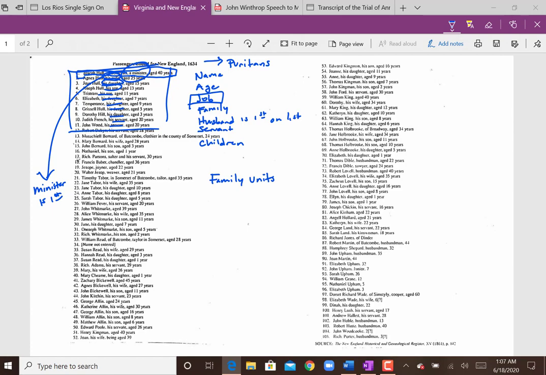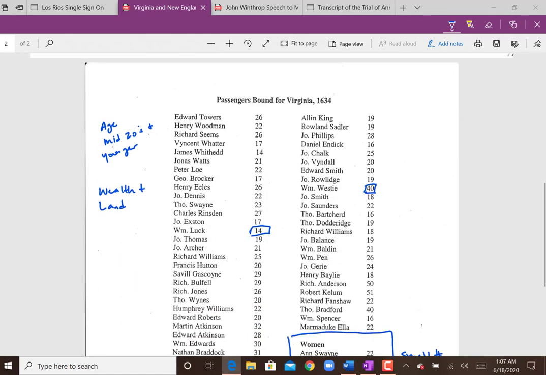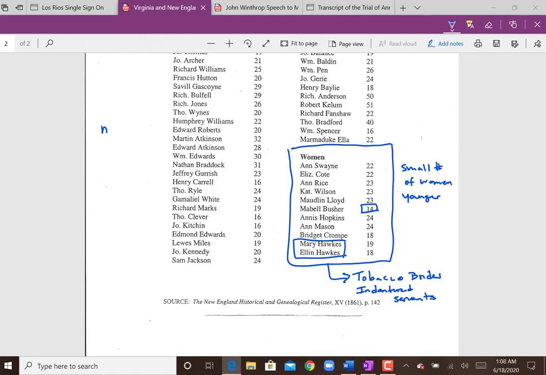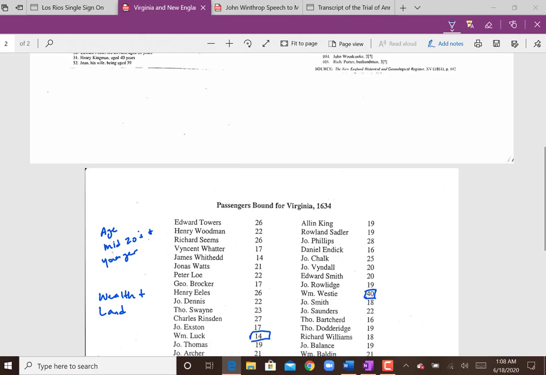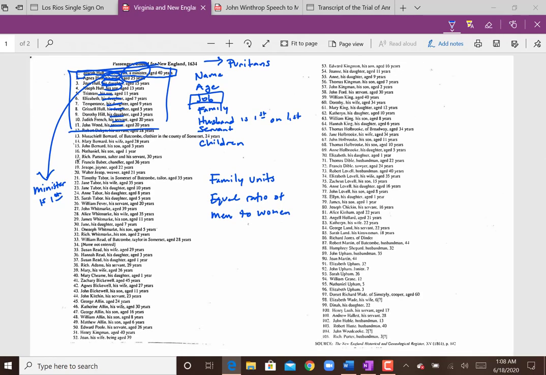And so you have an equal ratio of men to women. This is immediately going to change the nature of the society for women compared to this ratio here, where there are more men than women by a lot. And that gave, as we talked about, benefits to some of the early women that came over because of that disparity between how many men and how many women were there. But here, you have an equal ratio of men to women because they came over as families.